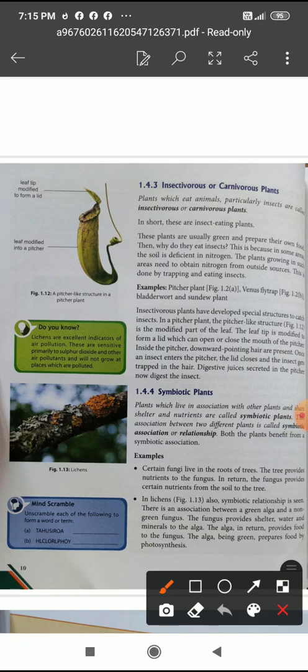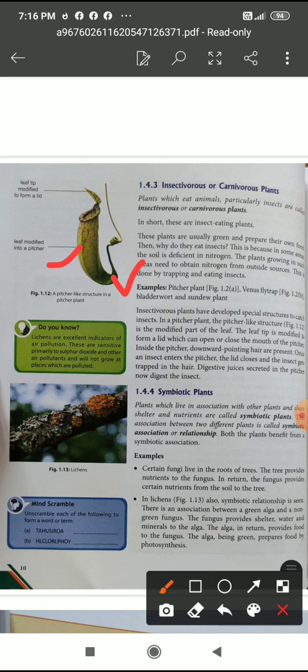This is because in some areas the soil is deficient in nitrogen. The plants growing in such areas need to obtain nitrogen from outside sources. This is done by trapping and eating insects. For example, pitcher plant, Venus flytrap, bladderwort and sundew plant. And this is the picture of a pitcher plant.